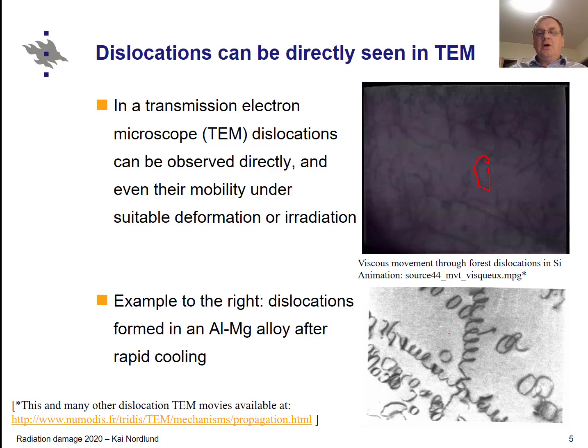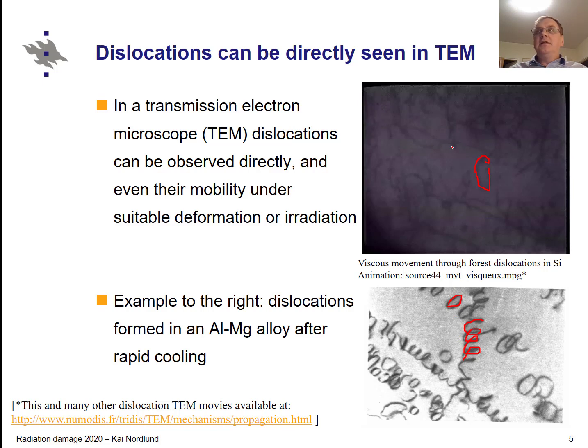The lower image also shows a set of dislocations. These are mainly dislocation loops and a helical dislocation pattern which has been formed in aluminum magnesium alloys after rapid cooling. Basically what happens in this rapid cooling is that initially at high temperature you have a big number of vacancies, but when you cool, the vacancies coalesce to dislocations.